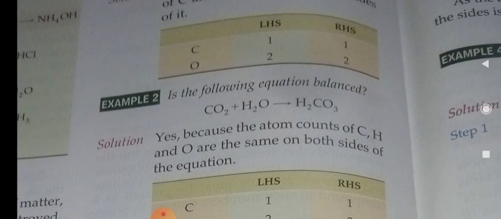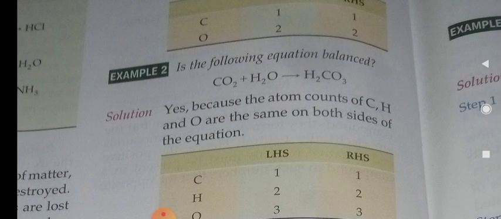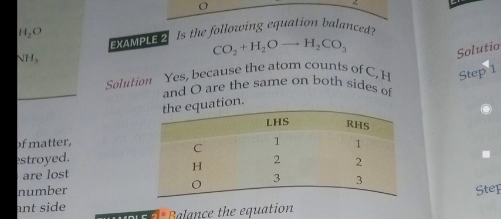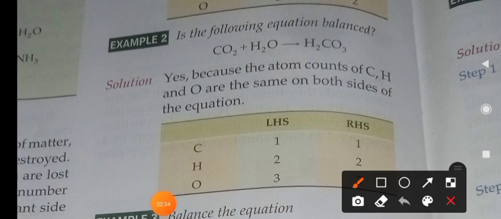Look at the next one. The next one is CO2 plus H2O gives H2CO3. Is it a balanced one? Yes. Count the carbon atoms. Here on the left side we have one carbon, right side also one carbon. And what about hydrogen? Two hydrogens here, and here also two hydrogens. How many oxygen? O2, 2, and here one. So 2 plus 1, that is 3 oxygen. So this is also a balanced one.